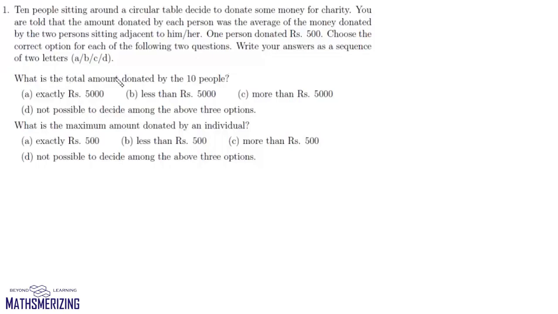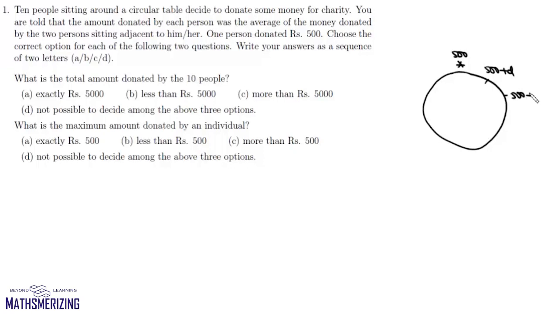Now the first question is, what is the total amount donated by 10 people? So we have 10 people sitting around a circular table, and one of these persons has donated 500 rupees. Now we know that the amount donated by each person was the average of money donated by two persons sitting adjacent to him or her. It is only possible when the money donated is in AP. So if it is 500, then the next one is 500 plus d.